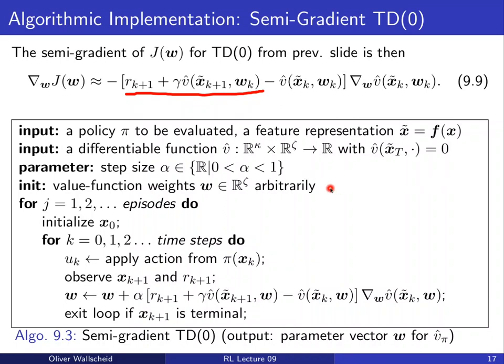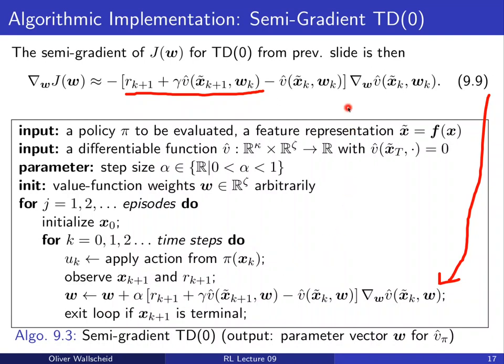We have to initialize weights, also very clear, and then for a couple of episodes, in every episode we initialize x0, potentially randomly or with some exploring starts maneuvers. Then we apply an action based on that policy. We observe the state transition and reward feedback, and then just apply the parameter update rule with the semi-gradient based on equation 9.9, which is basically shown in that line here. And of course we exit the loop if we observe that xk plus 1 is terminal and go to the next episode.